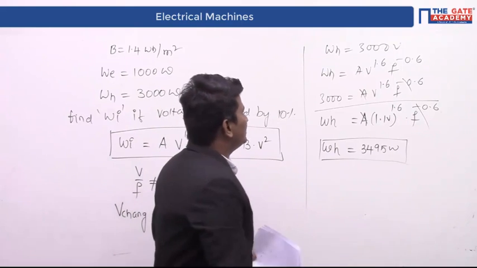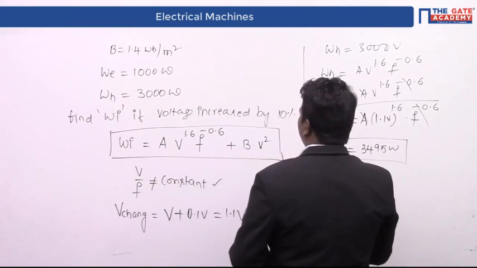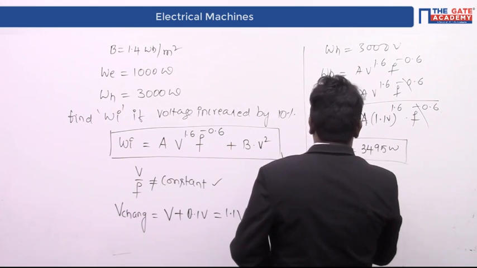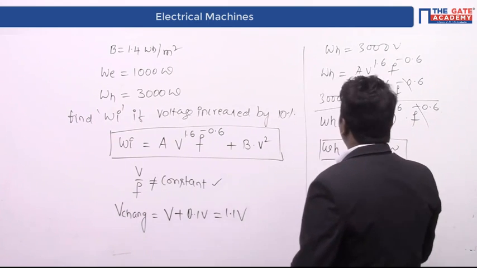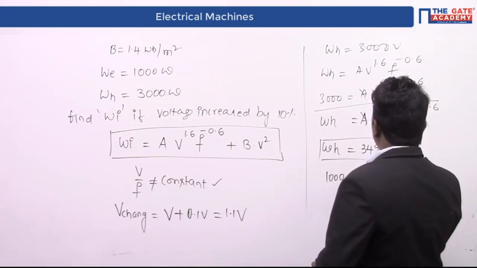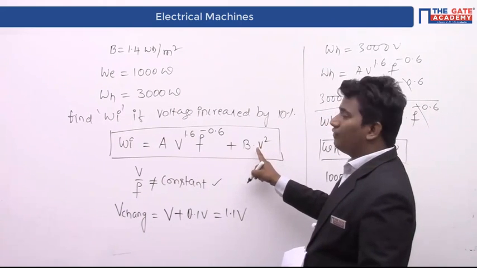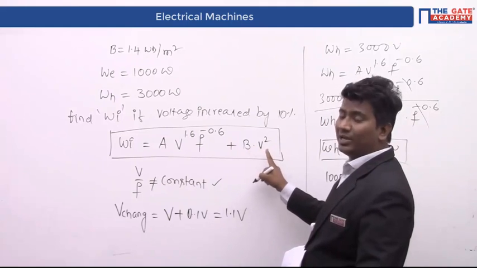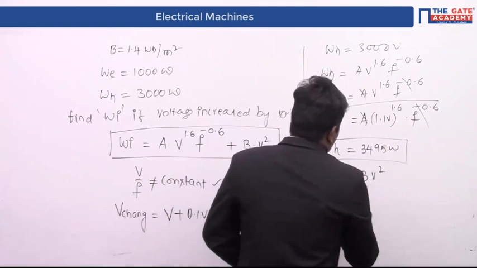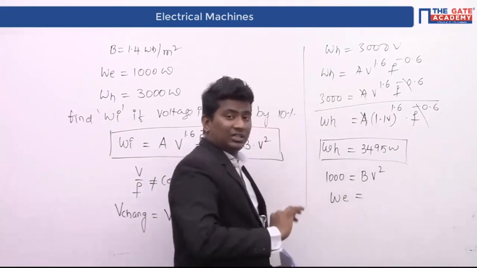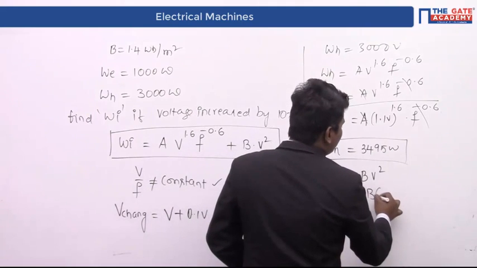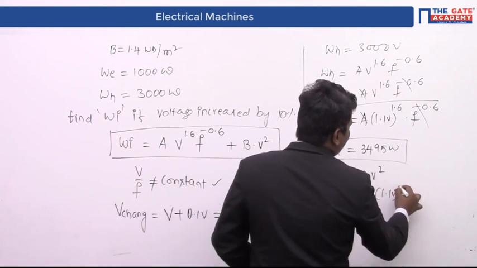3495 watts. Similarly, what is the eddy current loss they have given? 1000 watts. Eddy current loss they have given as 1000 watts. But we know what is the relationship between eddy current losses and the voltage? If V by F is not constant, it is V square. Therefore, eddy current loss after changing the voltage is B into 1.1 V whole square.